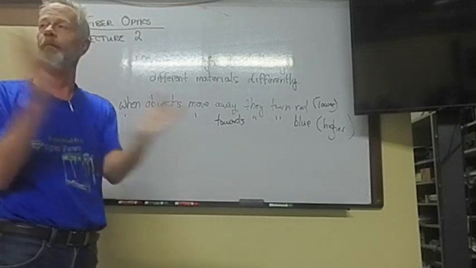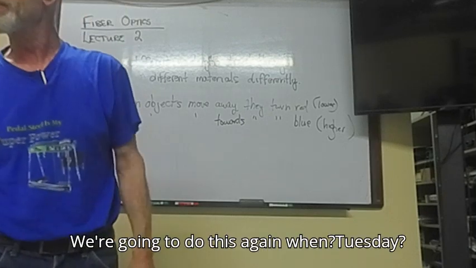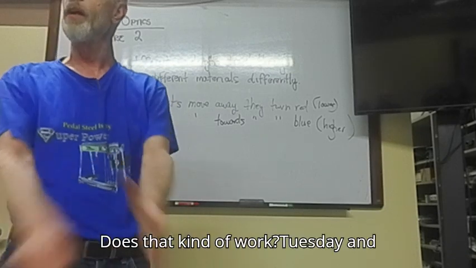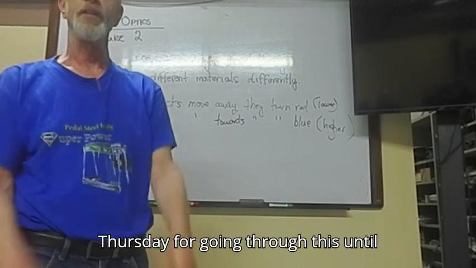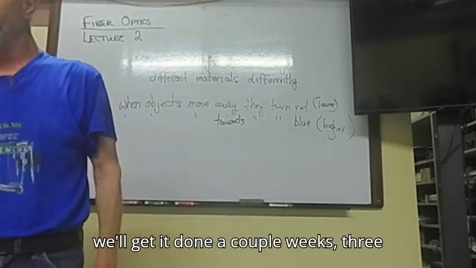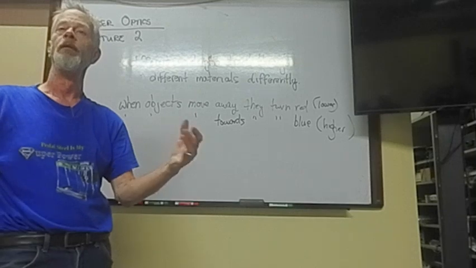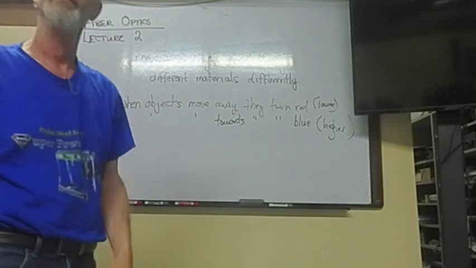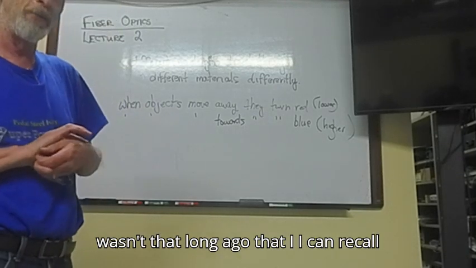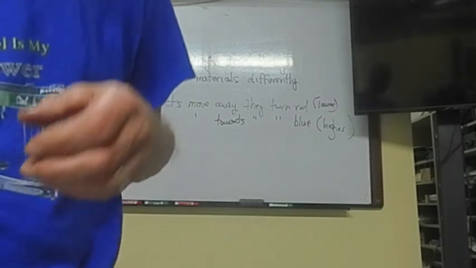Okay, then we are done for the day and for the week. We're going to do this again when? Tuesday? Are we doing Tuesday and Thursday? Tuesday and Thursday for going through this until we're done. When we're done, then you don't have to come to class anymore. So we'll get it done in a couple weeks, 3 weeks. It's kind of sad. Isn't that sad? We're coming near the end of you guys. But it wasn't that long ago that I can recall that some of you guys weren't sure you wanted to come in my class. So, yeah. I'm going to turn this off.